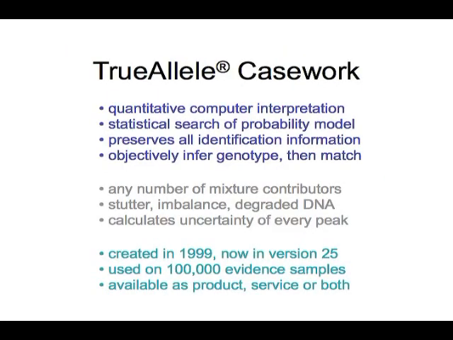Next slide. True allele casework is a system that implements probabilistic genotypes. It determines peak uncertainty. It determines genotype probability distributions and thousands of other variables. Its goal is to preserve all the identification information that's present in the data. The system is over 10 years old and has been used on over 100,000 evidence samples. You can read about it more in your handout. I'd like to tell you how we use our probabilistic genotype system. Those are the exact words from SWGDAM, probabilistic genotype.